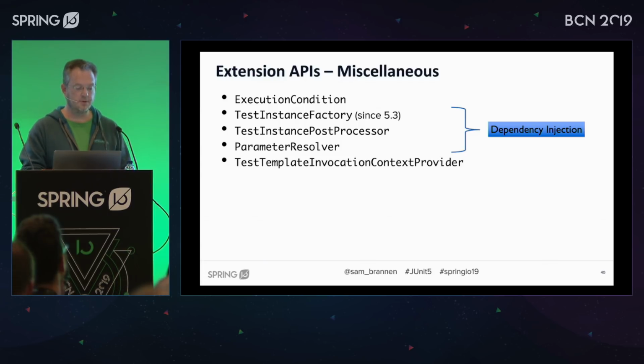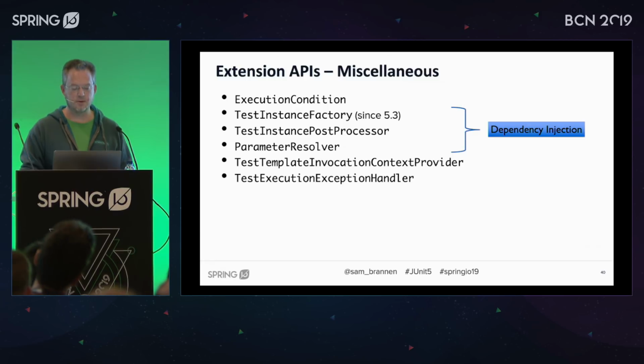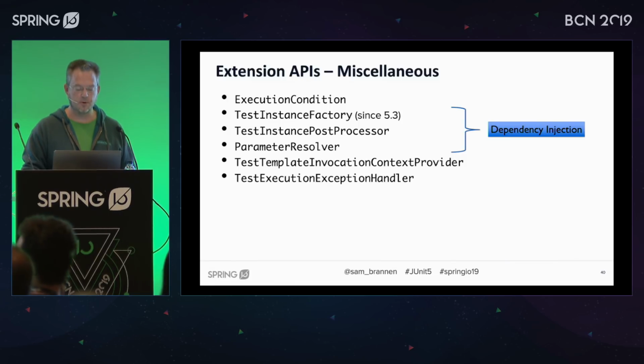And this one is a mouthful, TestTemplateInvocationContextProvider. Most people wouldn't implement it, but that's how we implement the support for things like the repeated tests and the parameterized tests. Those are more advanced. There's also support for handling exceptions. So if you wanted to write your own expected exception extension, you could do that. Say you expect a certain kind of exception to be thrown.